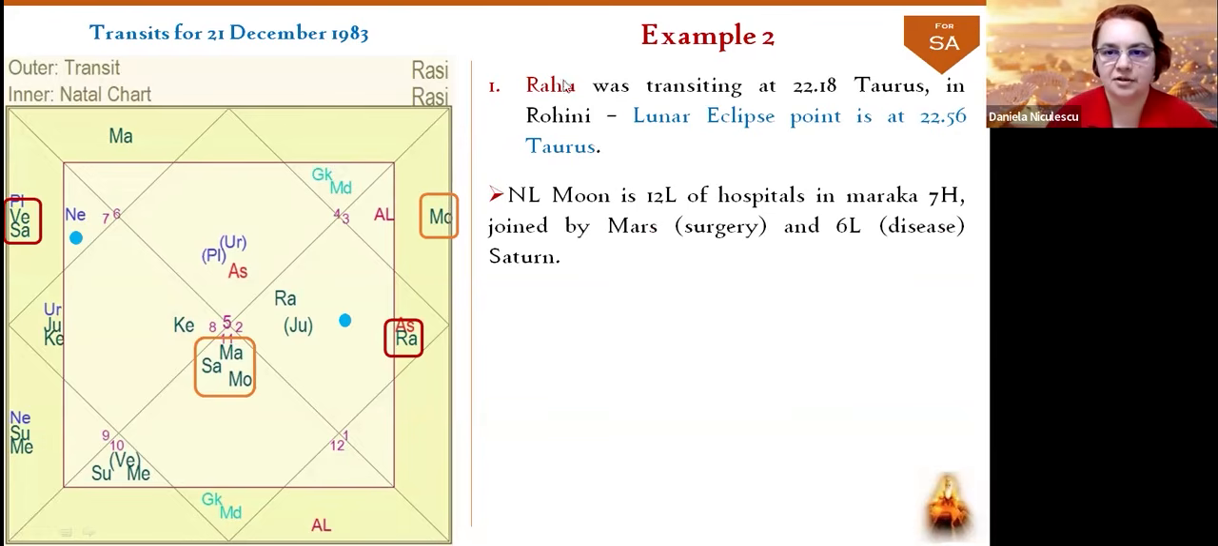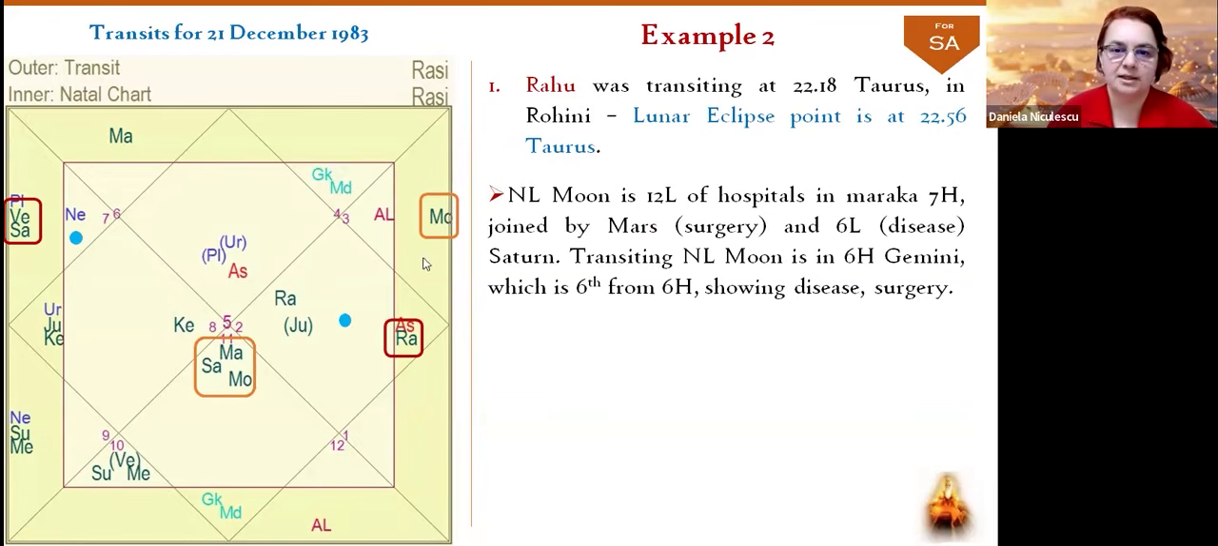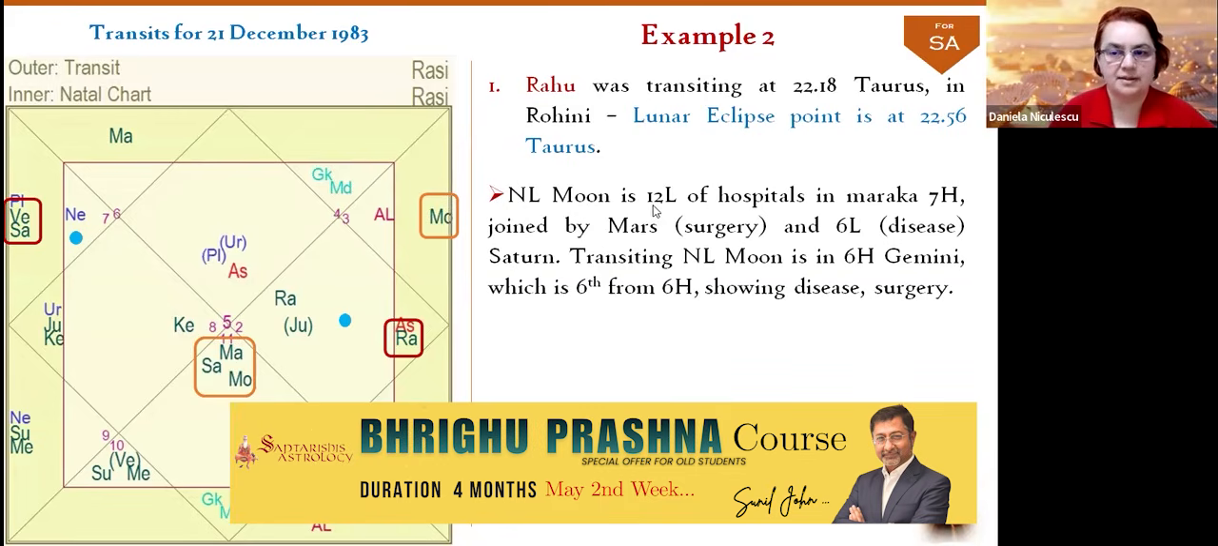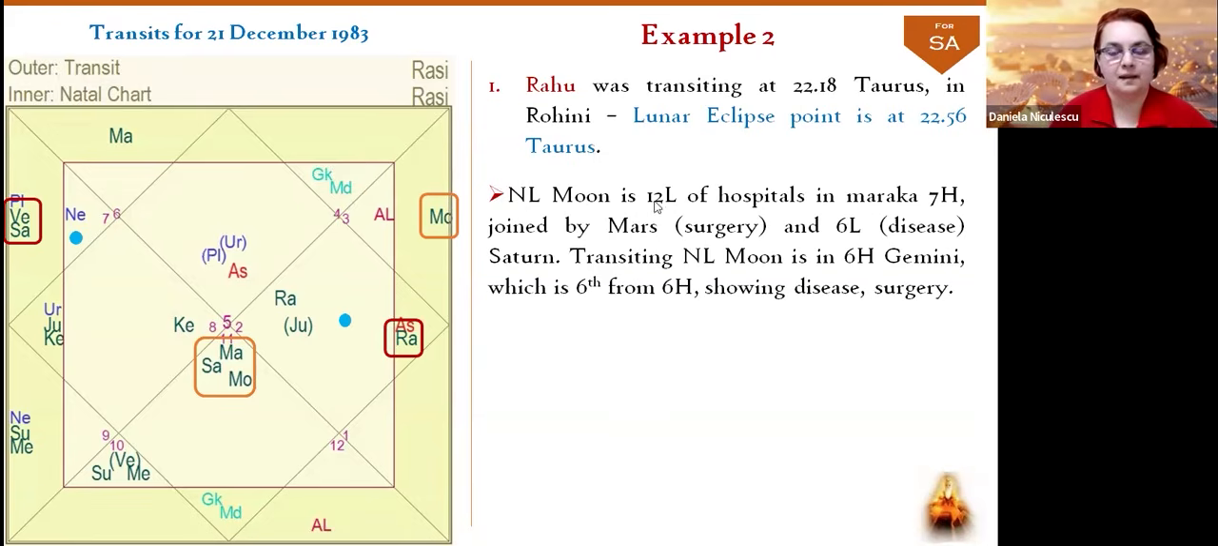And you see Rohini's Nakshatra Lord is Moon. That's why I circled it over here and over here. And you see that Nakshatra Lord Moon is the 12th Lord over here. Cancer is the 12th house. So it is the 12th Lord of hospitals in the Maraka 7th house, joined by Mars, who is Karaka of surgery, and Saturn, 6th Lord of disease. So Saturn is a very big, troublesome planet for all Leo Lagna born people.